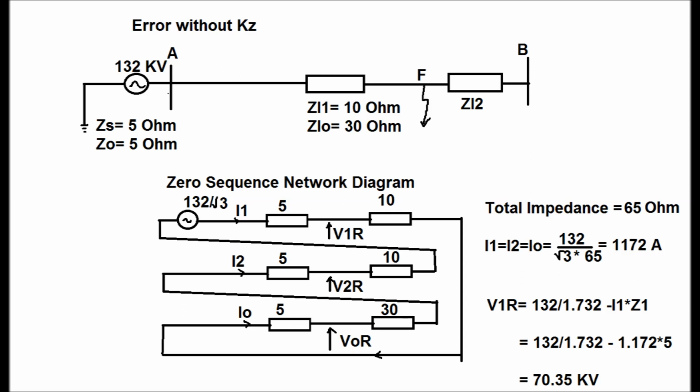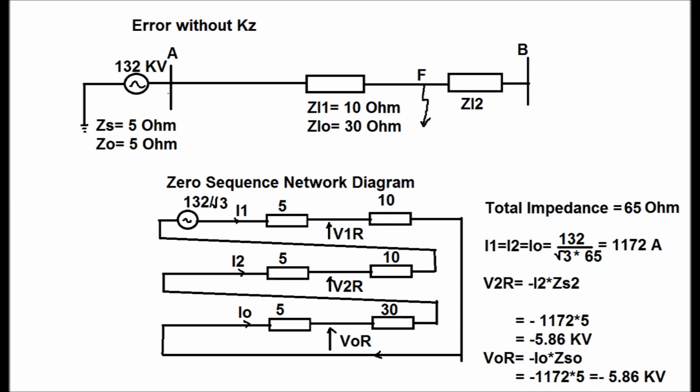Now all the sequence networks are in series. Therefore I1 is equal to I2 is equal to I0 is equal to 132 by root 3 into 65, which comes as 1172 ampere or 1.172 kilo ampere. Now V1R is equal to source voltage minus I1 into Z1, which is equal to 132 by root 3 minus 1.172 into 5, which is equal to 70.35 kV.